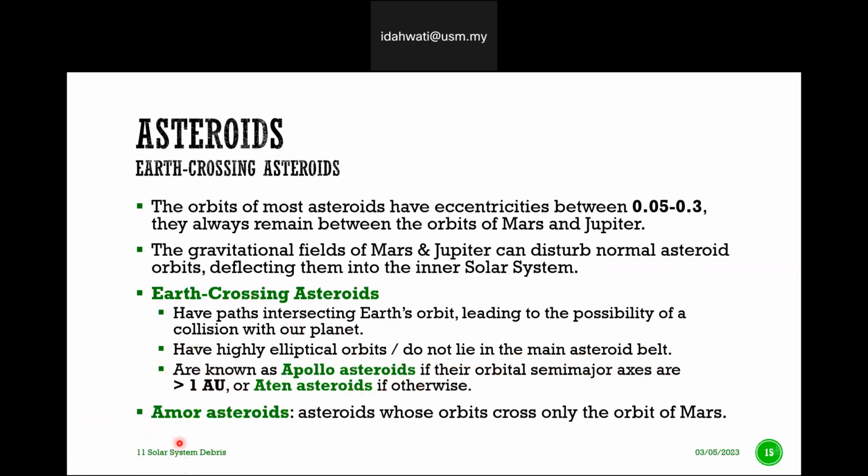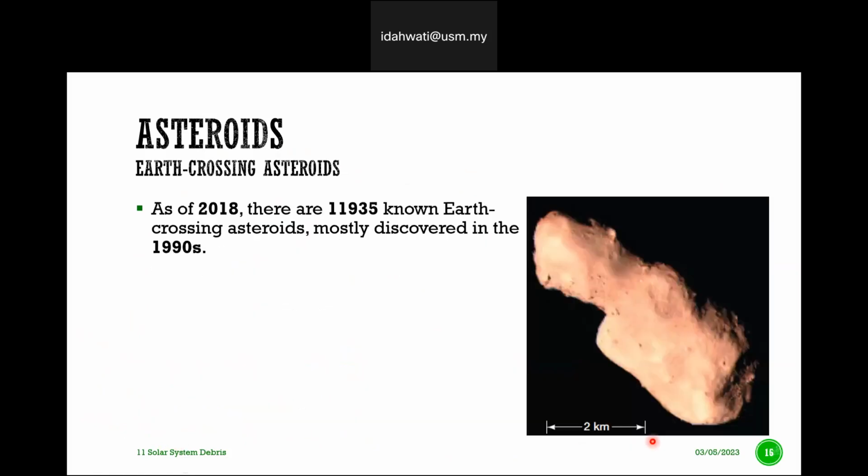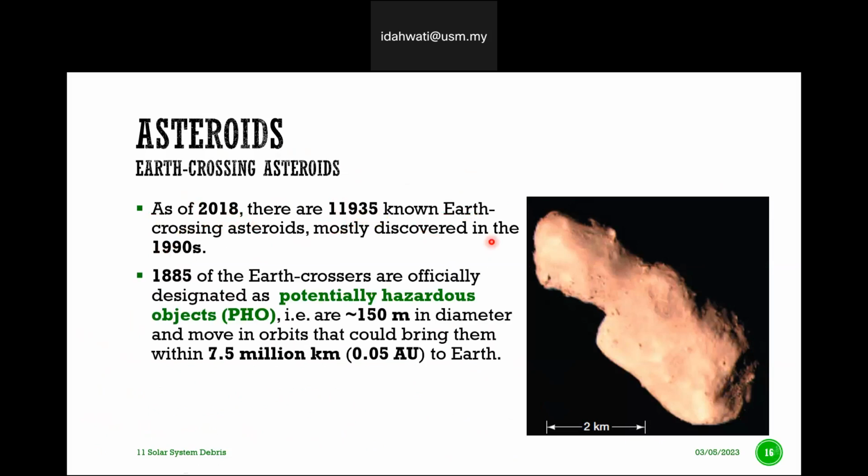Okay, an Amor asteroid is an asteroid whose orbit crosses only the orbit of Mars. Okay, so this one is a finding from 2018. There are 11,935 non-Earth-crossing asteroids, mostly discovered in the 90s.